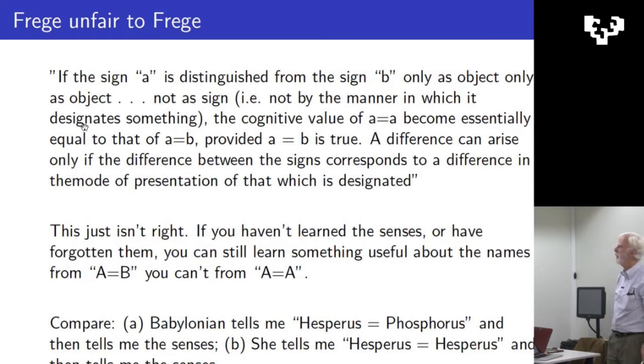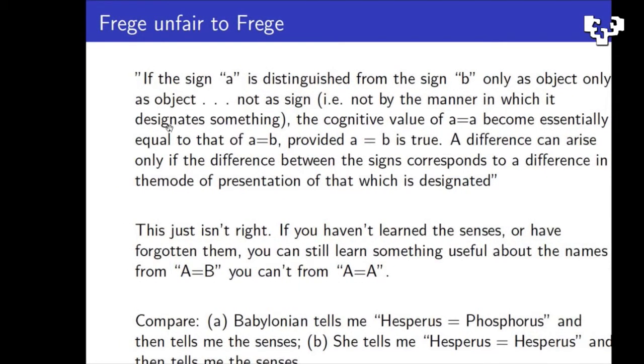Not as sign, i.e. not by the manner in which it designates something. The cognitive value of A equals A becomes essentially equal to that of A equals B, provided A equals B is true. So he's not saying they're meaningless because he's saying provided one of them is true. But he's saying, and this is just denying his first problem. He's just saying they're equal, but you said in the Begriffsschrift you could learn about the names from the one and not from the other. Well, I guess I was wrong then, but I'd rather not elaborate because I'm in a hurry.